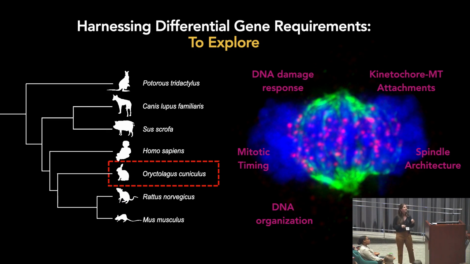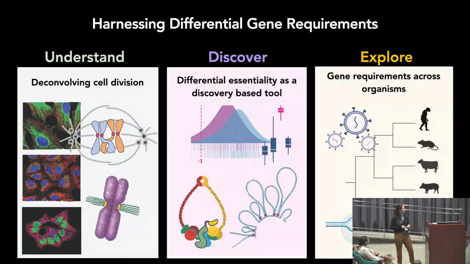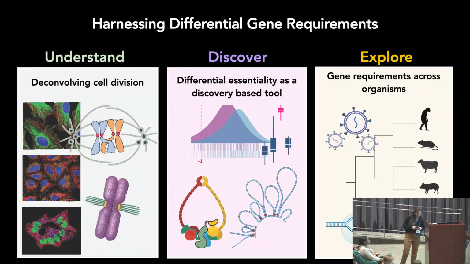Core components of that kinetochore complex that I told you in the beginning are essential do not show that same essentiality in mouse, and then a variety of other things that we're following up on. And so I've told you a lot how I'm using differential gene requirements to study cell division and genome organization. And I'm taking all of this with me to start my own lab when I go on the market.